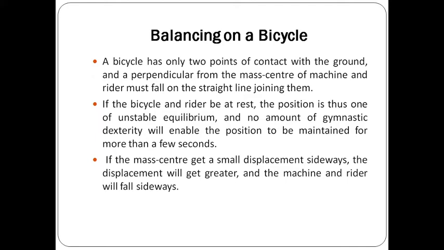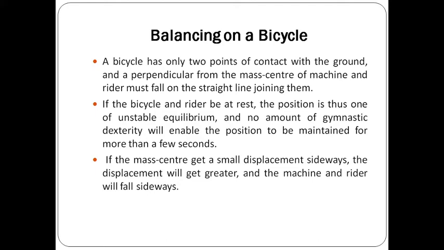So we can discuss balancing on a bicycle. A bicycle has only 2 points of contact with the ground, and the perpendicular from the mass center of machine and rider must fall on the straight line joining them. If a slight displacement takes place, or the bicycle and rider are at rest, the position is one of unstable equilibrium, and no amount of gymnastic dexterity will enable the position to be maintained for more than a few seconds.